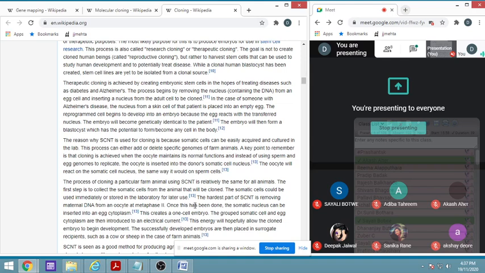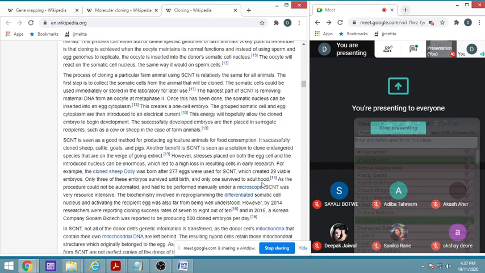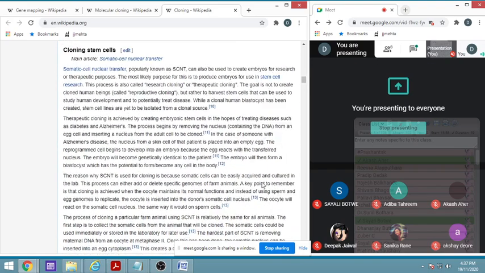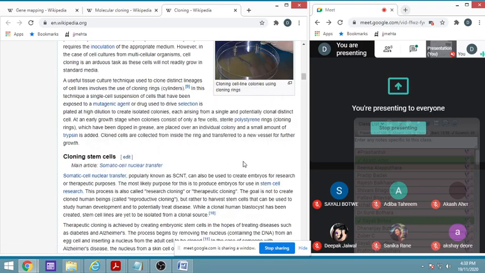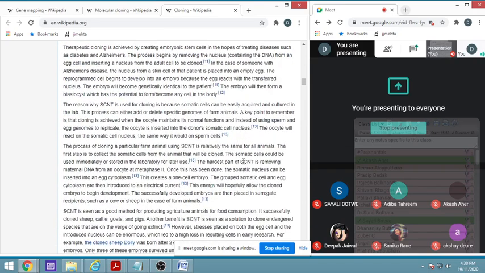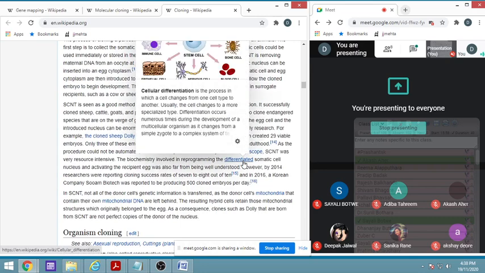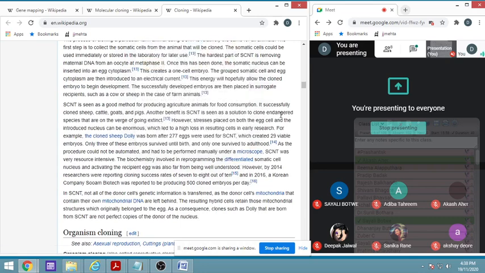And then instead of using sperm and egg genomes to replicate, the oocyte will be inserted with the donor's somatic nucleus. So instead of the human body, animal bodies can be used to produce these cloned tissues. Thus this cloning technique, called somatic cell nuclear transfer, that is SCNT, can become very important. This is expected to be popular for many things.